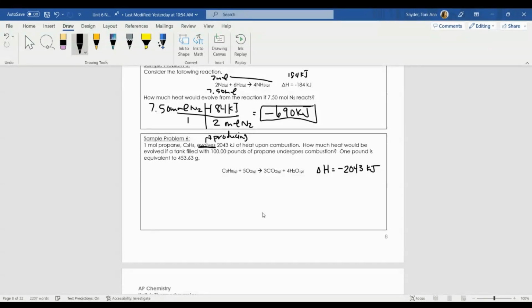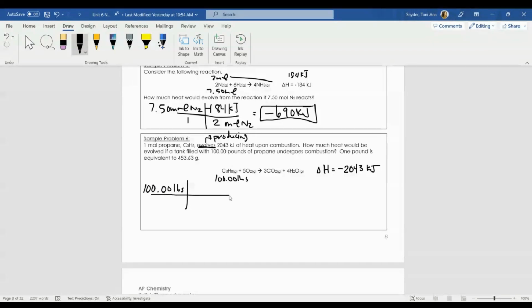So that means my delta H would be negative 2,043 kilojoules. How much heat would be evolved if a tank filled with 100 pounds of propane undergoes combustion? And it says 1 pound is equivalent to that many grams. So I do have to do a little bit more stoichiometry here, but nothing we can't do. Let's start off with 100 pounds.